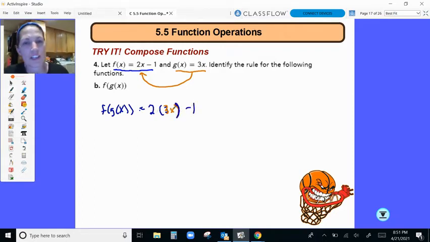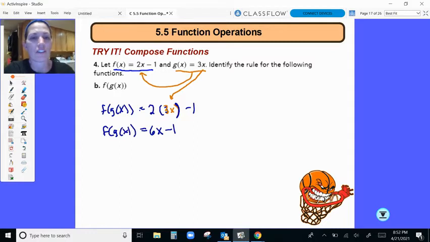So you can see we have this 2x minus 1, which is my f of x, but I'm plugging in my g of x, or my 3x, into that x for my f of x. Okay, so this becomes now 6x minus 1, and that is my f of g of x. We're plugging in that whole function g of x in for x for the f of x.